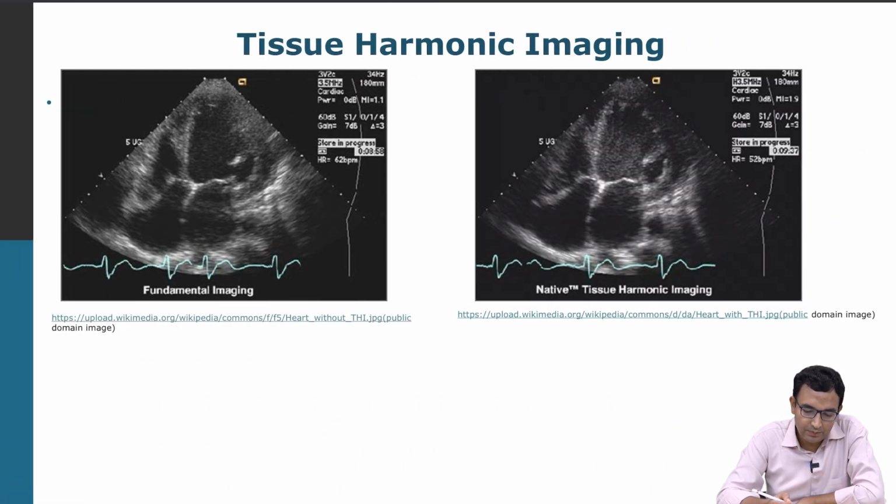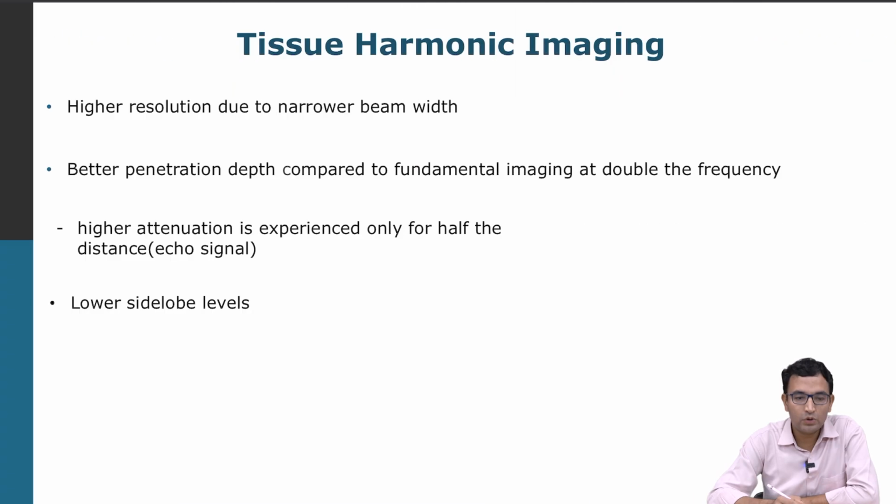So, here is an example of tissue harmonic imaging. This is probably not the best example I have seen, but nonetheless, you can see some features here in this fundamental image, which was taken at f0, and it is more clearly visible. The boundaries here are better visible. Some parts are invisible here, which are better visible here, and the image in general looks sharper. So, in tissue harmonic imaging, we get higher resolution due to a narrower beam width or the higher frequency that is generated.